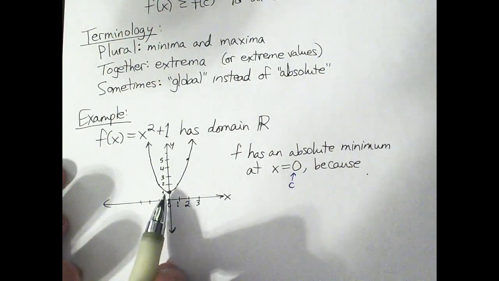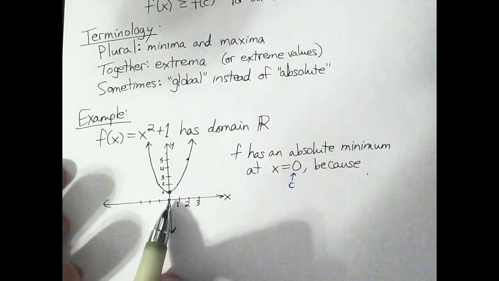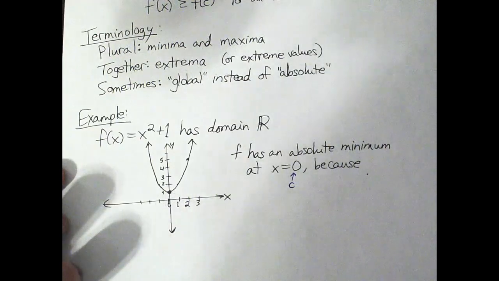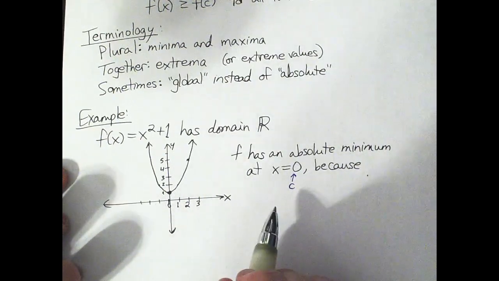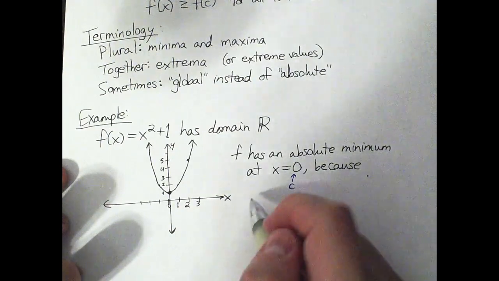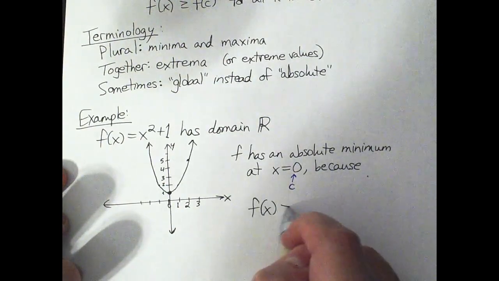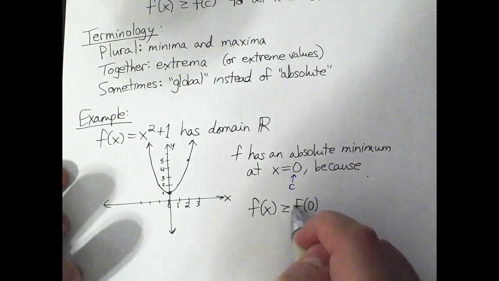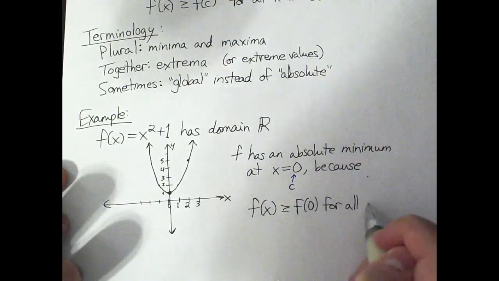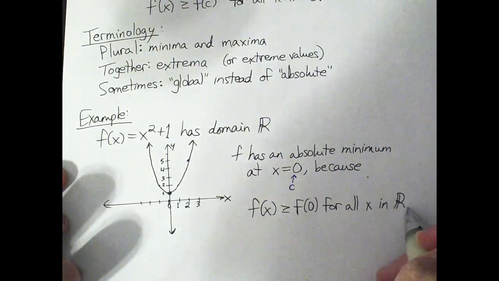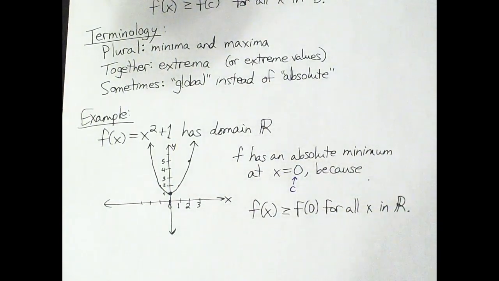Look at what's going on with the curve above x equals 0. It's the lowest point on the curve. Well, how do we say that with an inequality? It's because f of x is greater than or equal to f of 0 for all x in the domain, which is the set of all real numbers. So this is an example of a function with an absolute minimum, and it's occurring at x equals 0. So we're usually interested in what is the x value where this is occurring.